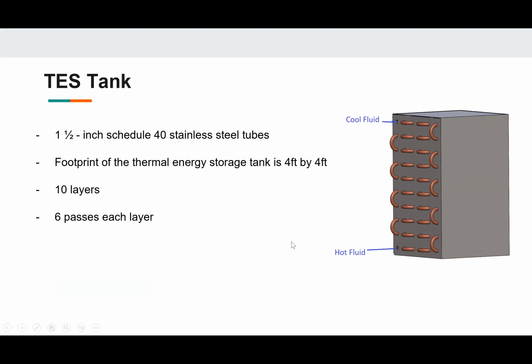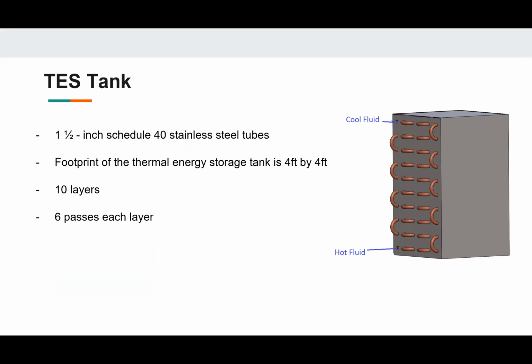Next, I want to talk about the thermal energy storage tank. During the day, the heat generated by the sun is stored in the thermal energy storage tank, and usually we use the molten salt to heat it up. And at night, when the sun is down, it will be used as the main source of heat for the power plant.